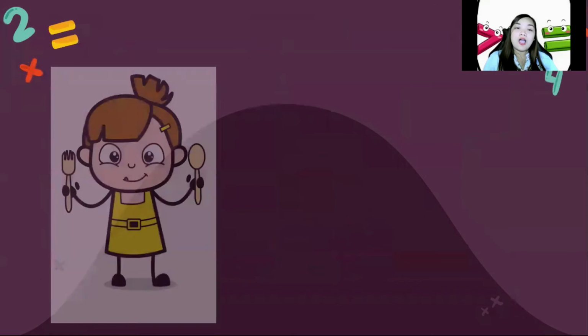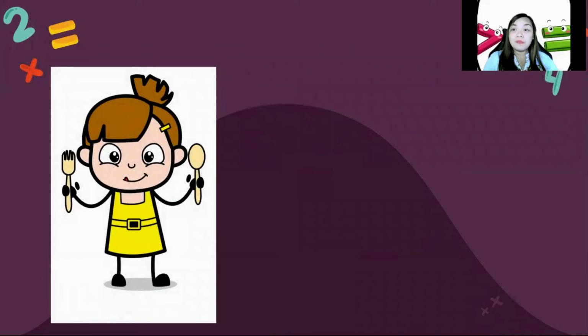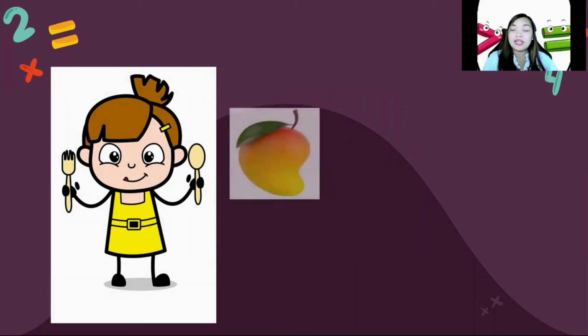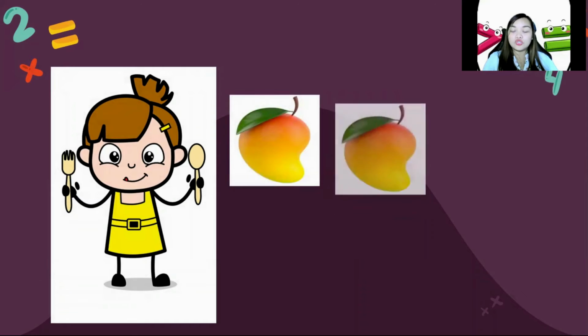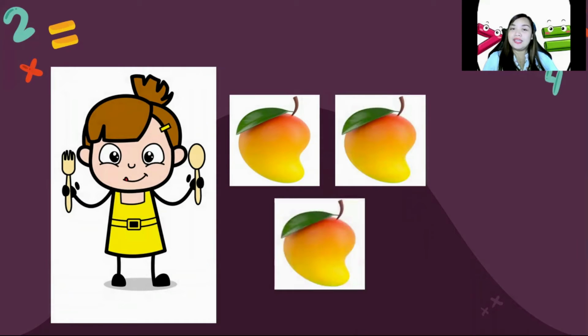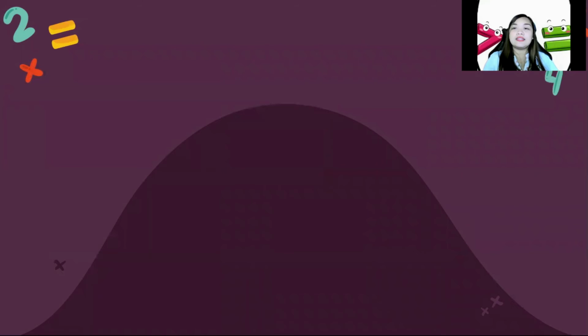All right, so here is Mally. Let's count how many mangoes does Mally have, okay? Let's count. 1, 2, 3. How many mangoes? There are only 3 mangoes. Mally has 3 mangoes.